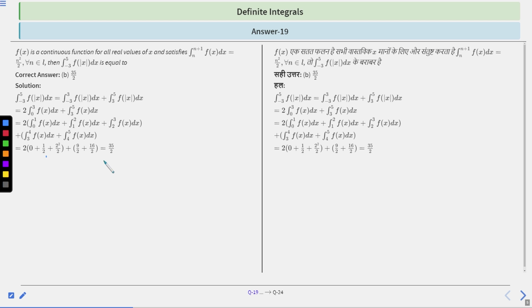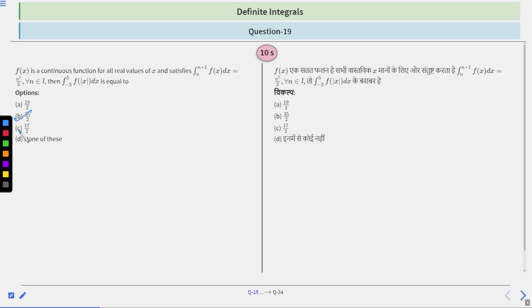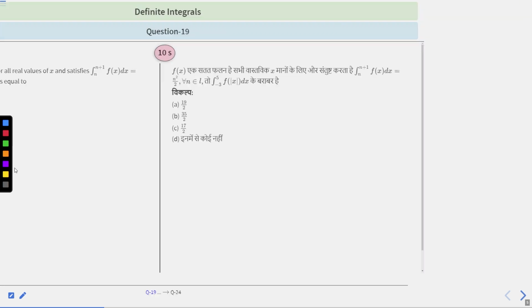So the summation of all these will be equal to 35 by 2. So the answer will be 35 by 2. Option B is the right choice. Got it? Let's move to the next question.